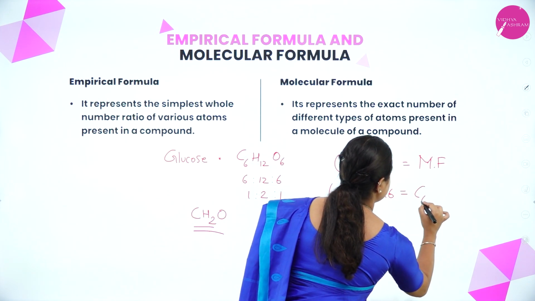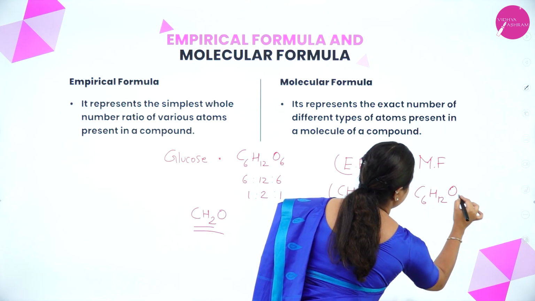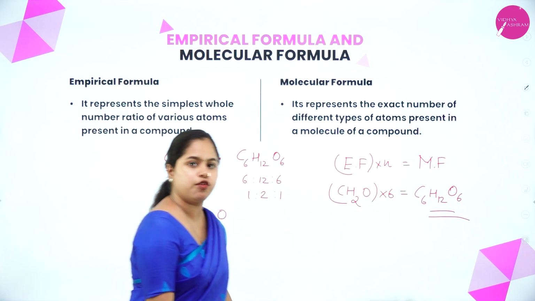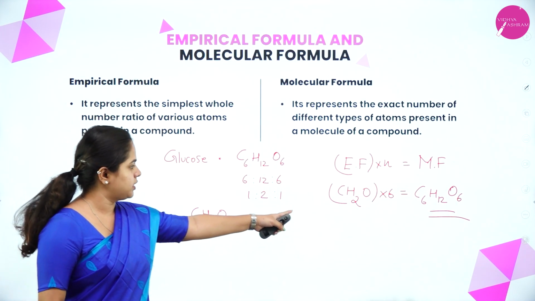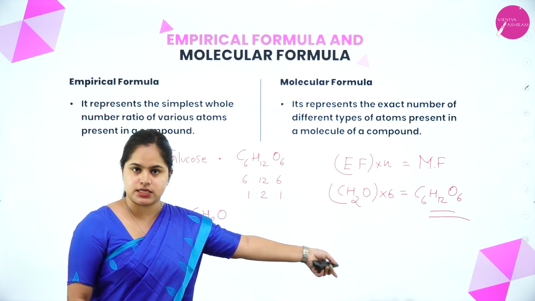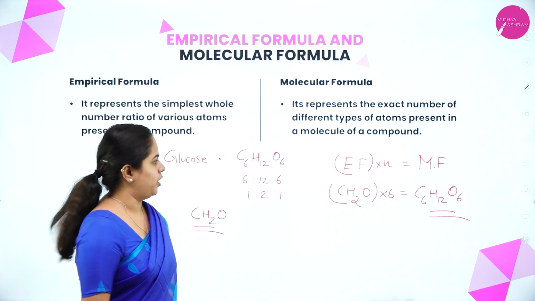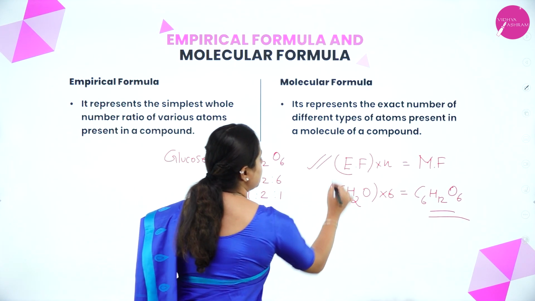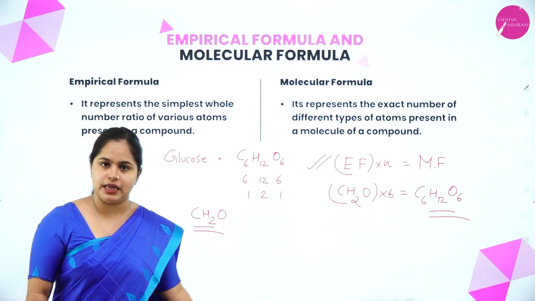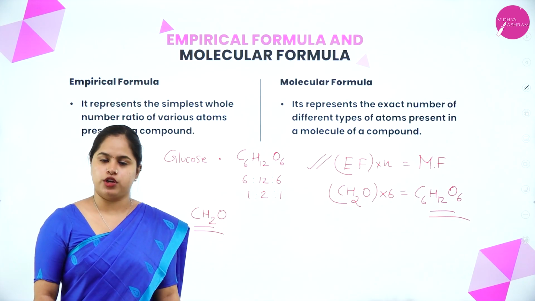It will be C6H12O6, right? Which gives you the molecular formula of glucose. This was the empirical formula. You multiplied it by 6. In this case, it is 6. So, it gives you your molecular formula. So, in general, I can say your empirical formula multiplied by an N will give you your molecular formula.